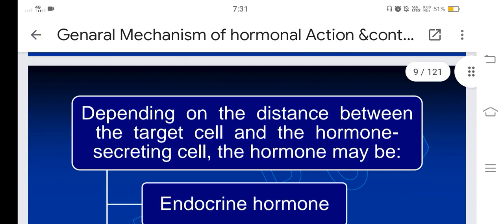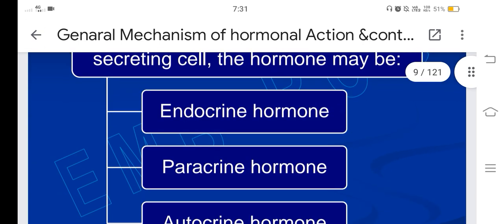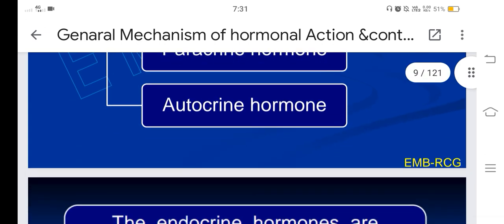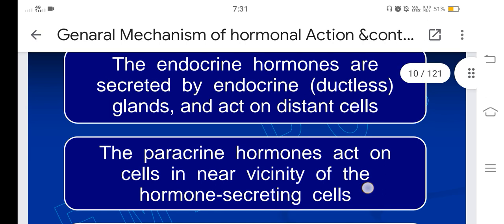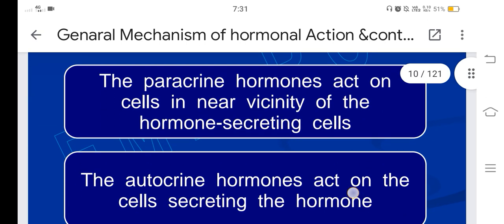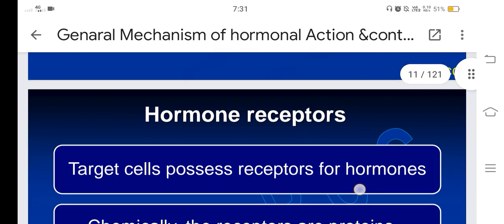Depending on the distance between the target cell and the hormone secreting cell, the hormone may be endocrine hormone, paracrine hormone, autocrine hormone. The endocrine hormones are secreted by endocrine ductless glands and act on distant cells. The paracrine hormones act on cells in the near vicinity of the hormone secreting cells. The autocrine hormones act on the cells secreting the hormone.